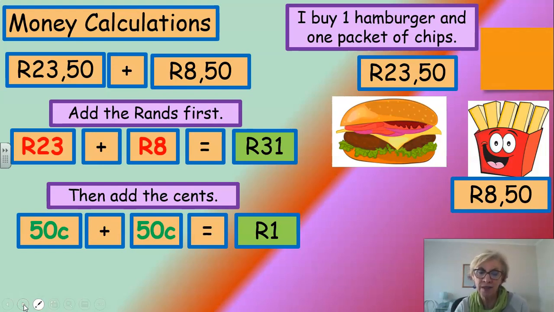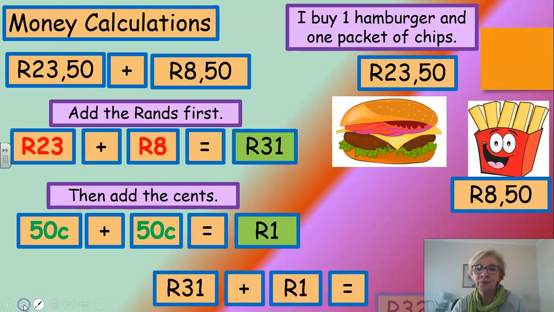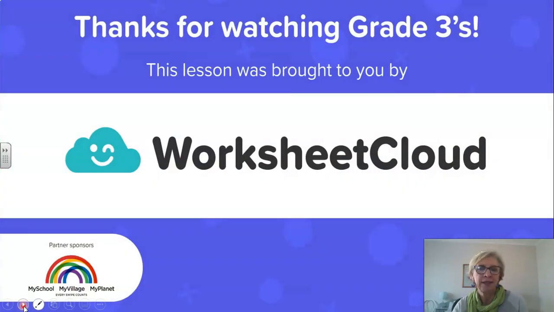Now I've split my rands and cents, as we've done with addition before, but now I've got to join them back together again. So 31 rand plus 1 rand is 32 rand. So I would pay 32 rand in total for a hamburger and chips. Looks delicious. And grade 3, there we have it. We are finished with our first ever money maths lesson.